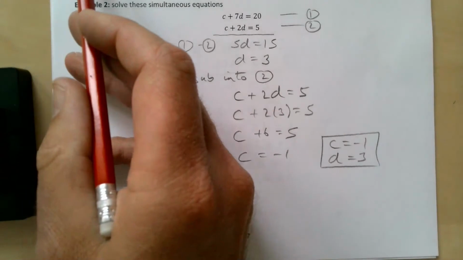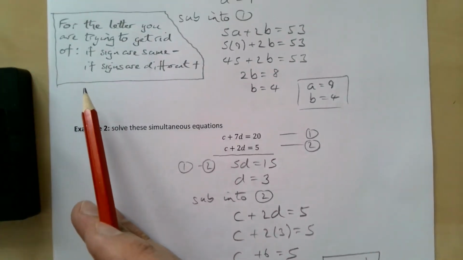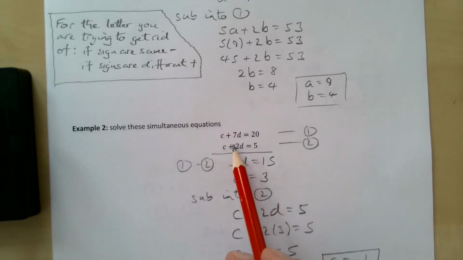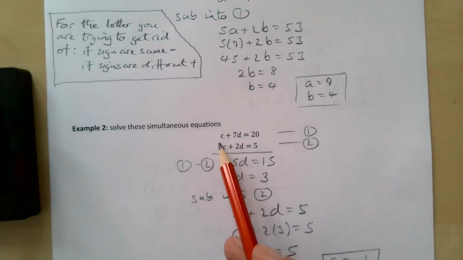Again, for the letter you're trying to get rid of, if the signs are the same, you subtract. That's what we did here. The signs were the same, as in they're both pluses, so we subtracted. Let's look at our next example.